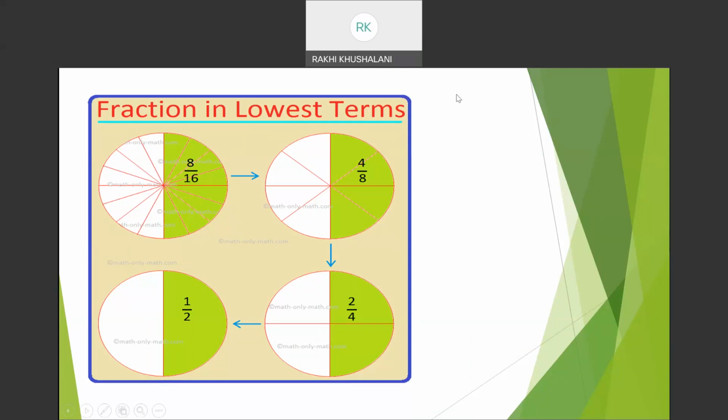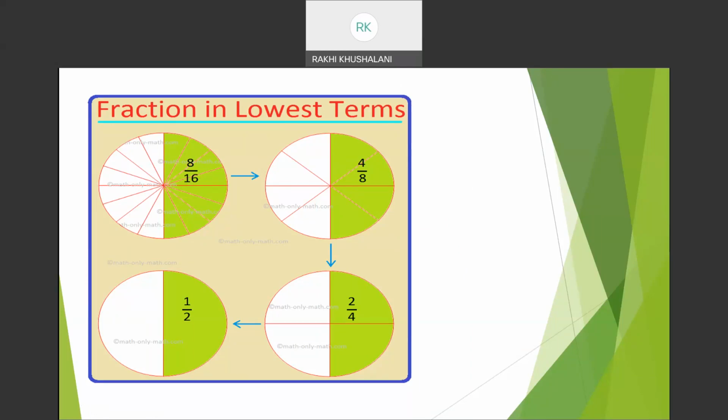Now if you look at the first figure, the green part is what you are eating. The whole chapati is divided into 16 parts. You took 8 parts. That means you took half the chapati and you ate. This whole chapati is divided into 8 parts, and out of 8 you took 4 parts, but that still means that you took half the chapati.